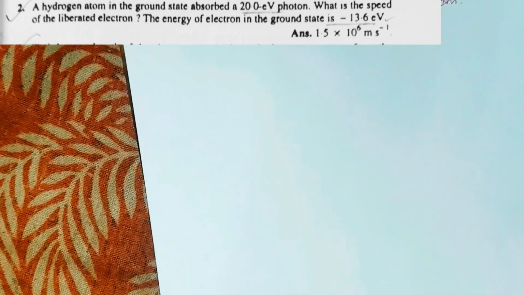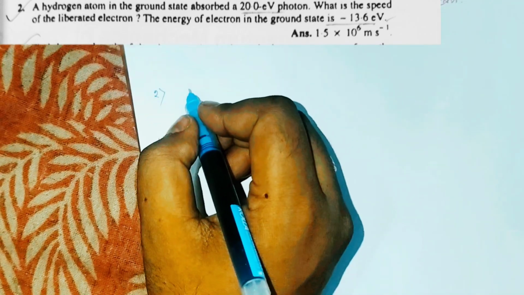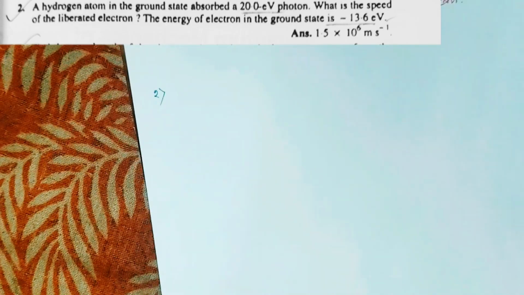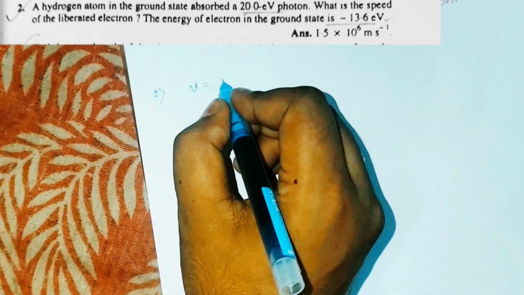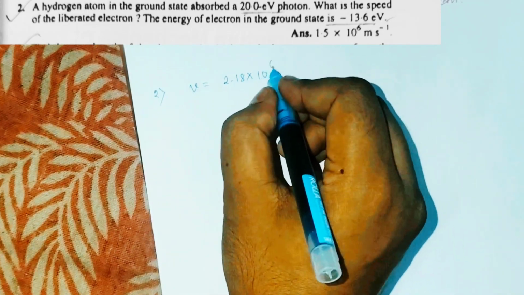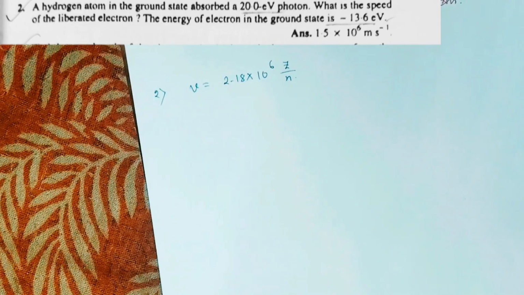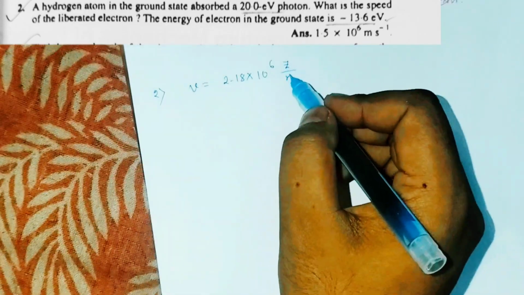So I am writing this formula: V equal to 2.18 into 10 to the power 6 Z by n. And I think you all know about these parameters Z and n.